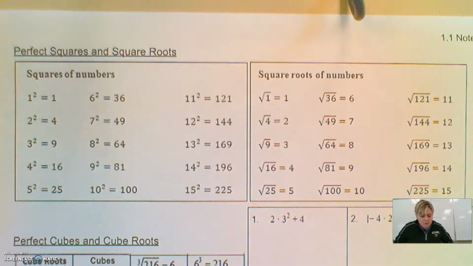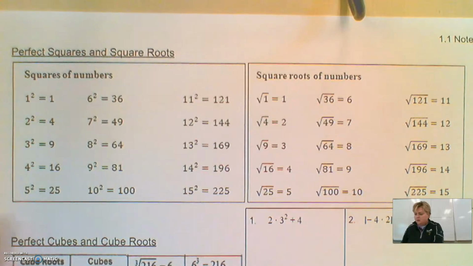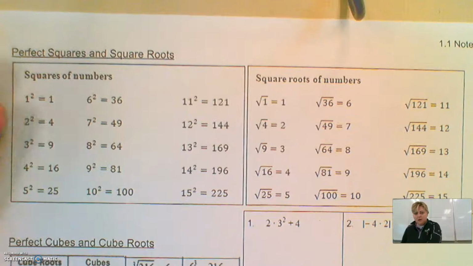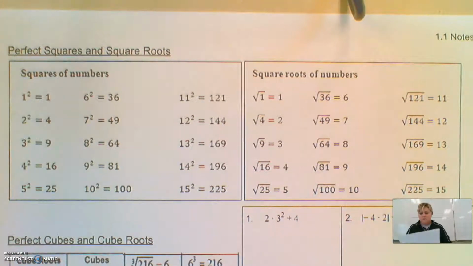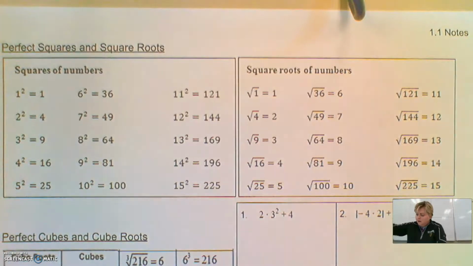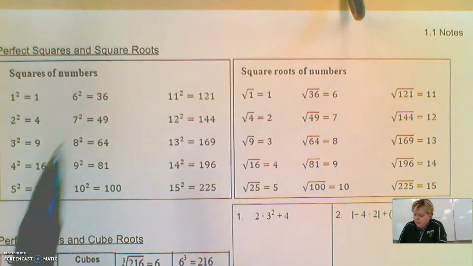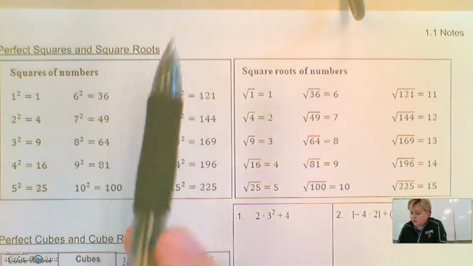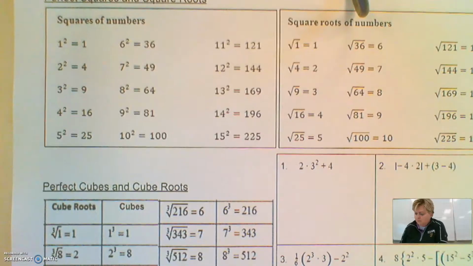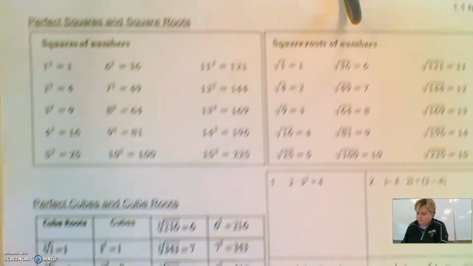Hi, we're going to continue 1.1 notes. So this is the second page, or the back page, of 1.1 notes. We're going to begin to look at perfect squares and square roots and perfect cubes and cube roots.